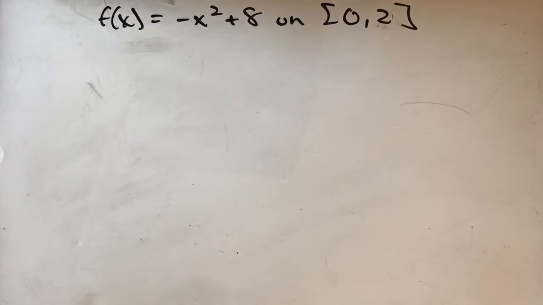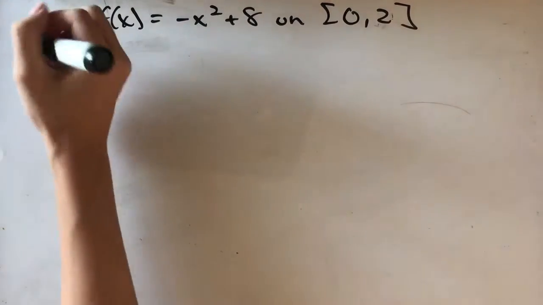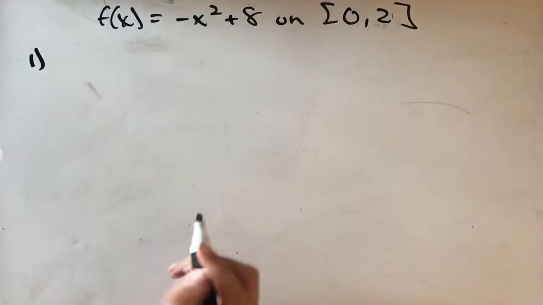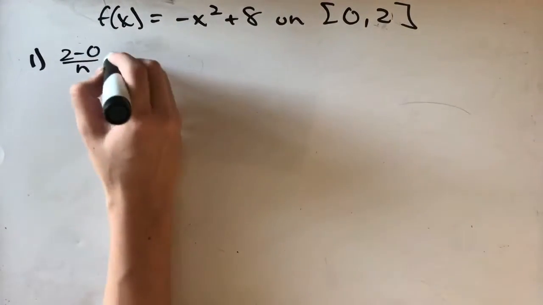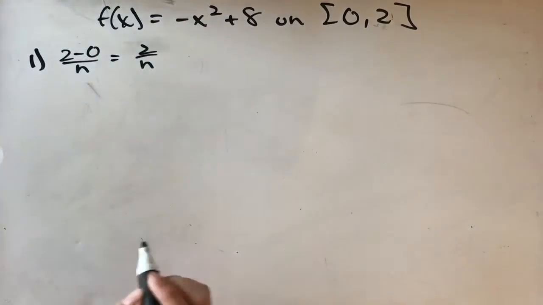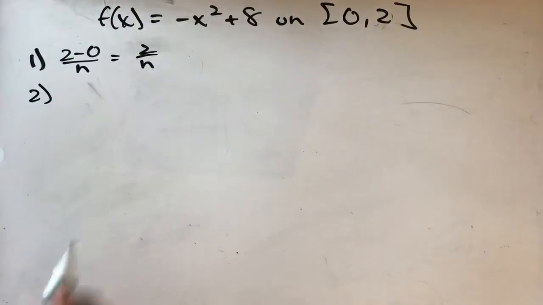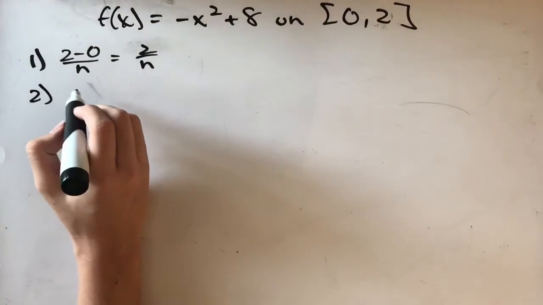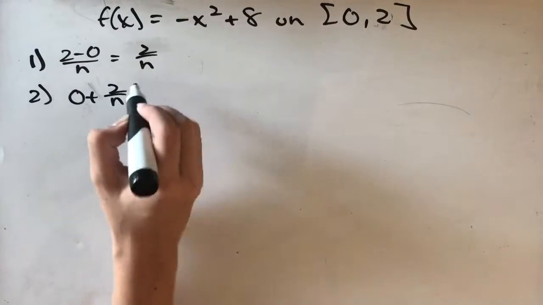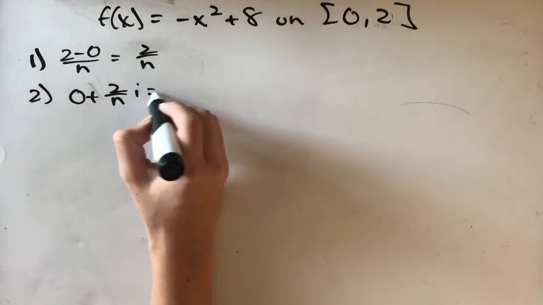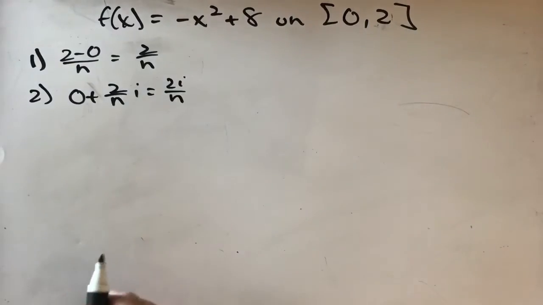So let's say we're given the function negative x squared plus 8, and we're trying to find the area under the curve from 0 to 2. So step 1 would be trying to find change in x. So that would be b minus a over n. So that would be 2 minus 0 over n, which would be 2 over n. Step 2 would be find c sub i, which is a plus the change in x times i. So it would be 0 plus 2 over n times i, which will just be 2i over n.